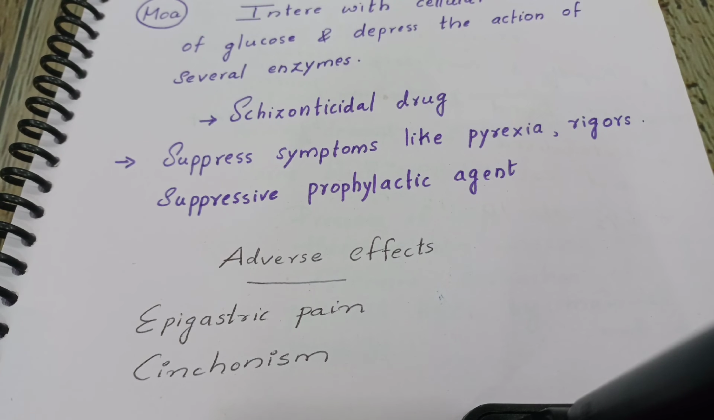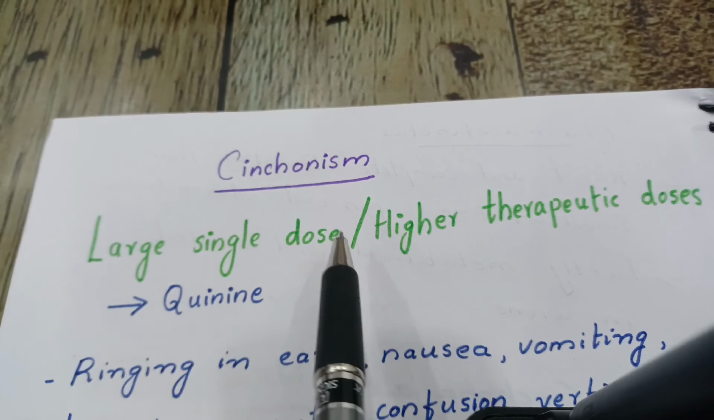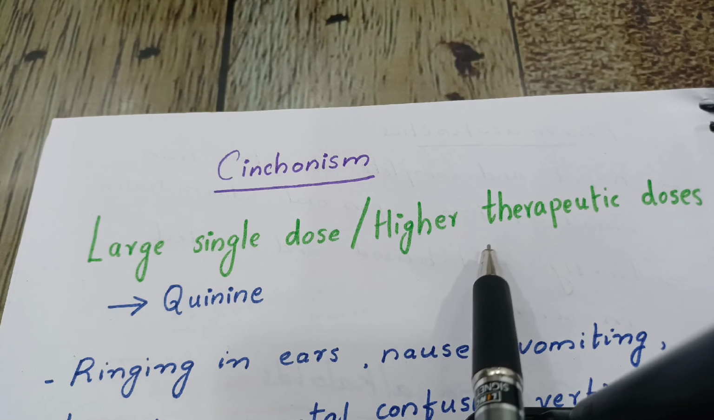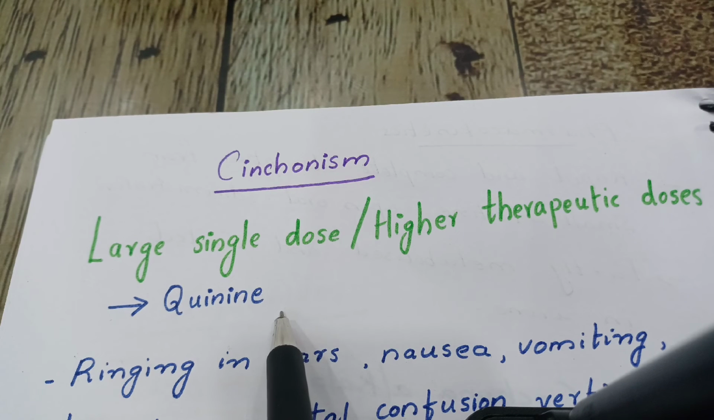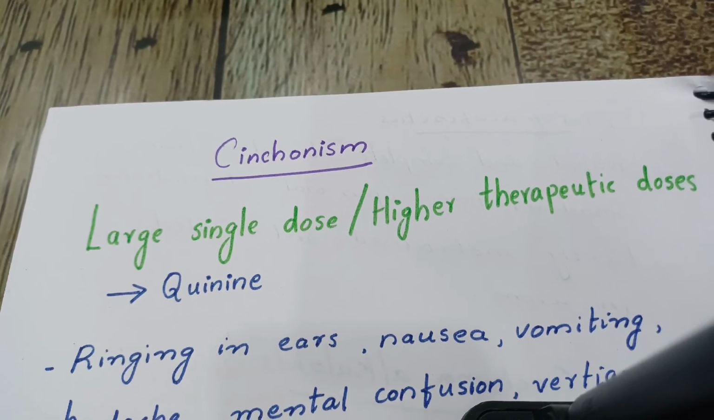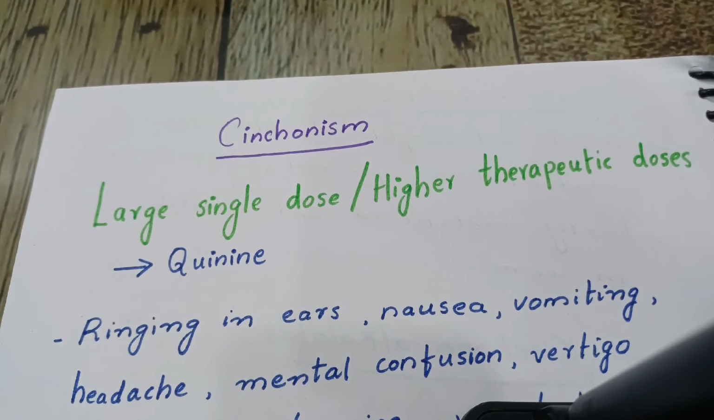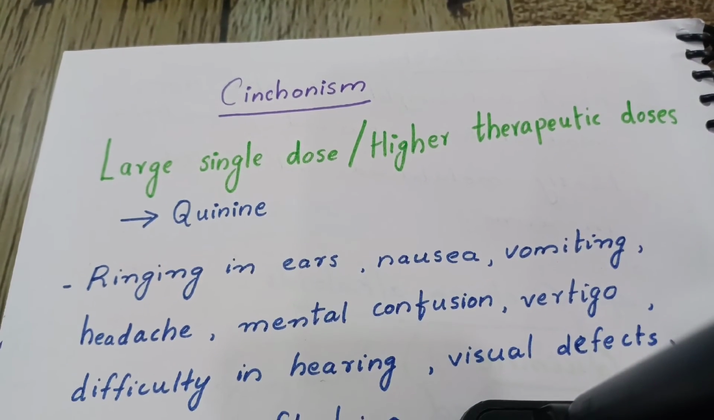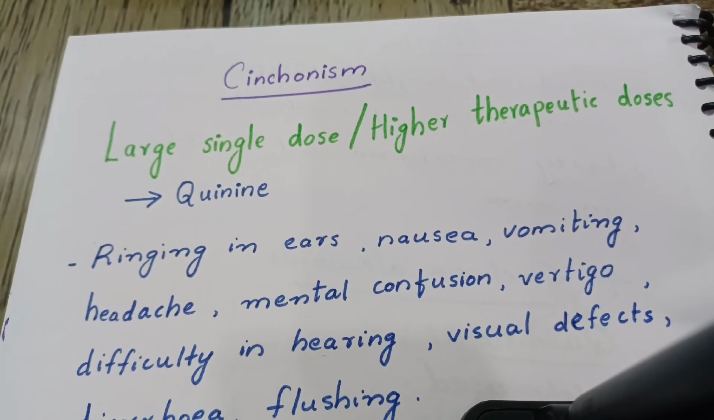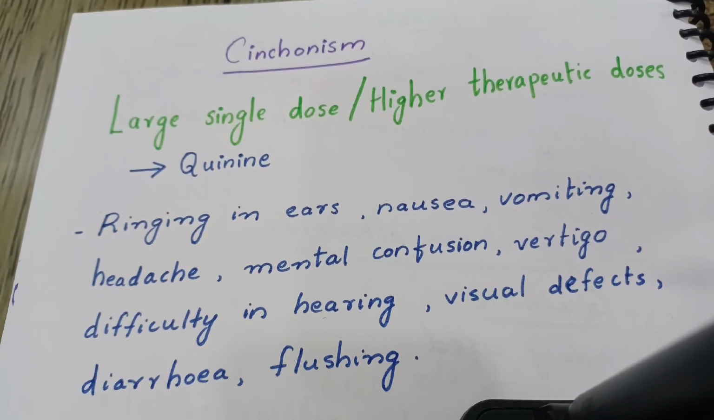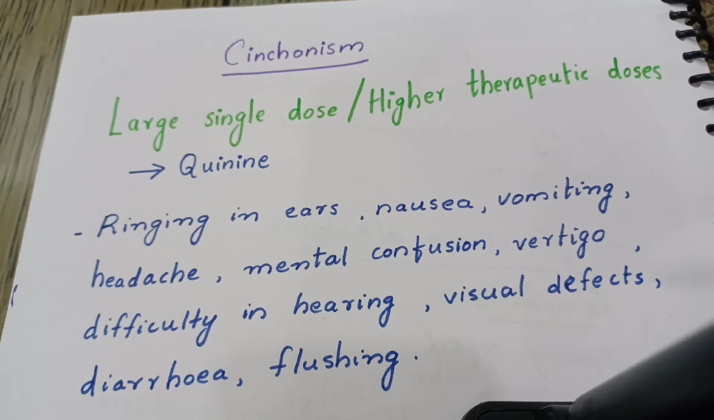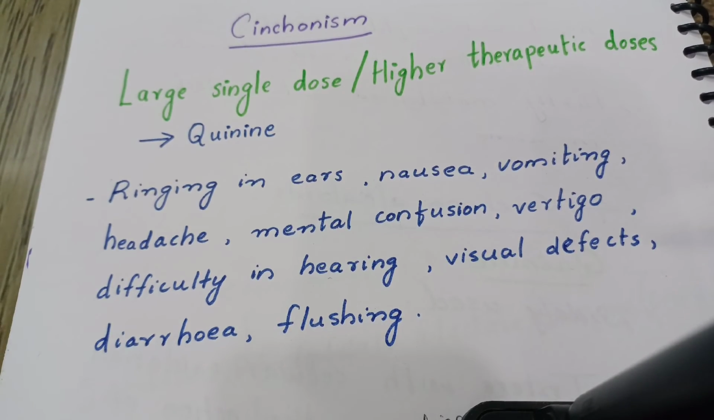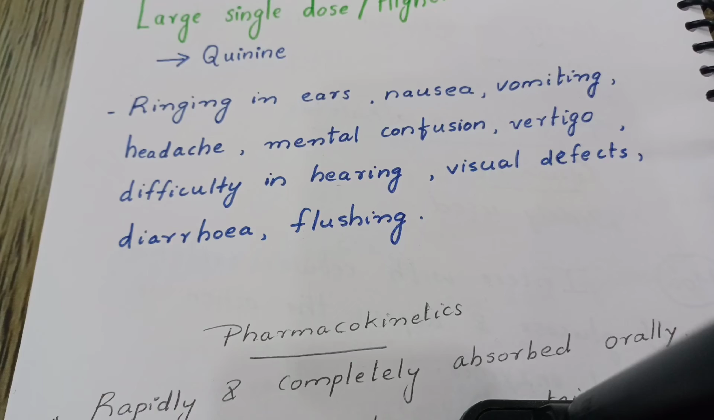What is cinchonism? We're going to discuss that right now. A large single dose or higher therapeutic doses of quinine taken for a few days produce a syndrome called cinchonism. It consists of ringing in ears, nausea, vomiting, headache, mental confusion, vertigo, difficulty in hearing, visual defects, diarrhea, flushing, etc. This happens due to direct neurotoxicity as well as constriction of retinal and auditory vessels.